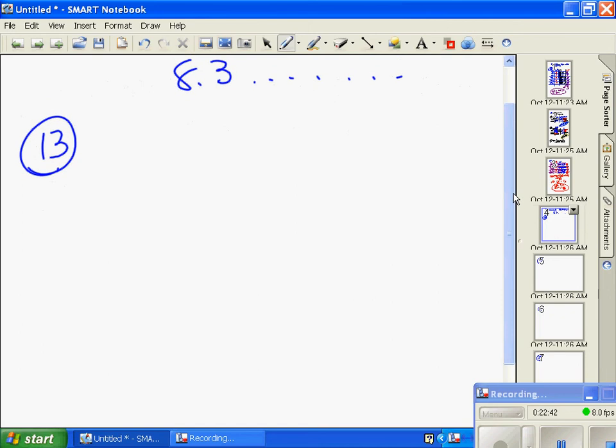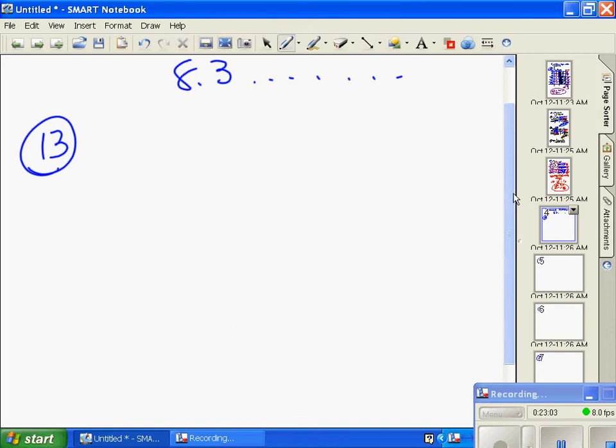The first one I'm going to do is number 13. Number 13 says, in a raffle, 1,000 tickets are to be sold at $1 each. The first prize is $100. There's 3 second prizes of $50 each. By how much does the price of a ticket exceed its expected value?